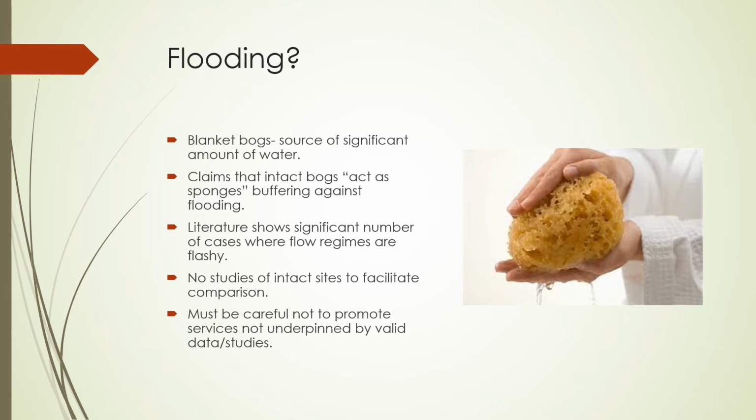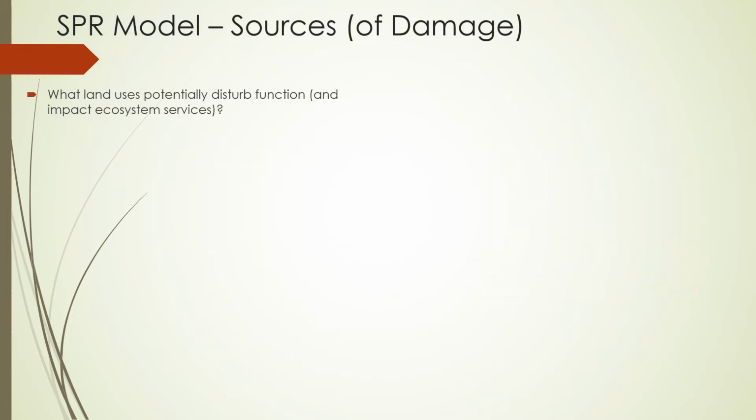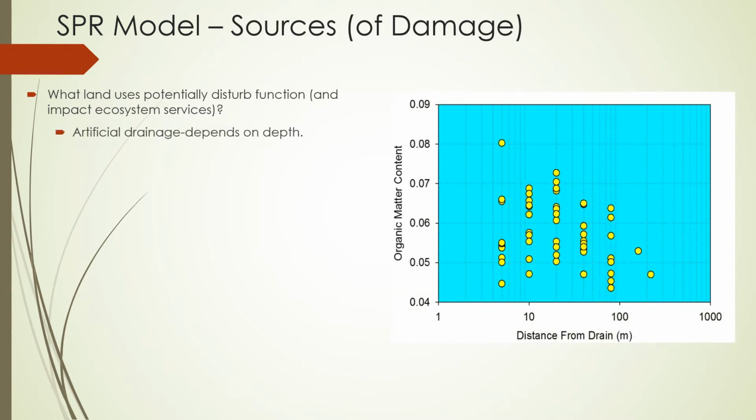At the same time, we do need to acknowledge that particularly over recent years, there have been significant amounts of damage to blanket bogs, and looking at that using the source pathway receptor model, we can get an idea of how ecosystem services provided by bogs have been impacted by human activity. This can range from things like artificial drainage, and this plot here on the right hand side shows the impact of drainage as it extends in from drains, and in some cases this can extend over 200 meters, as indicated by some studies that have been completed in the west of Ireland.